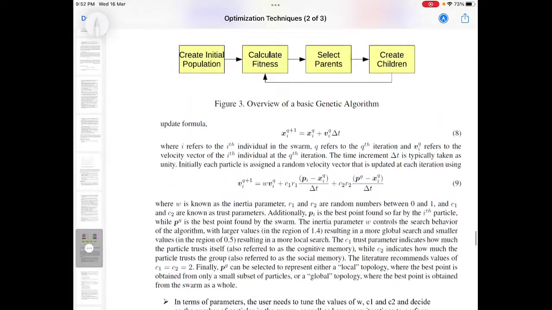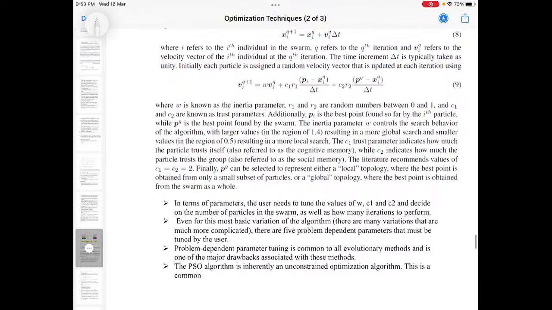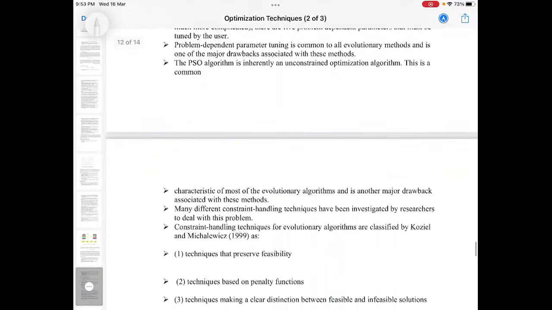The particle swarm optimization algorithm, PSO algorithm, is inherently an unconstrained optimization algorithm. It is unconstrained. So remember, the term unconstrained refers to there being no constraints. So the PSO algorithm is an unconstrained optimization algorithm, and this is a common characteristic of most of the evolutionary algorithms, and is one of the major drawbacks associated with these methods.